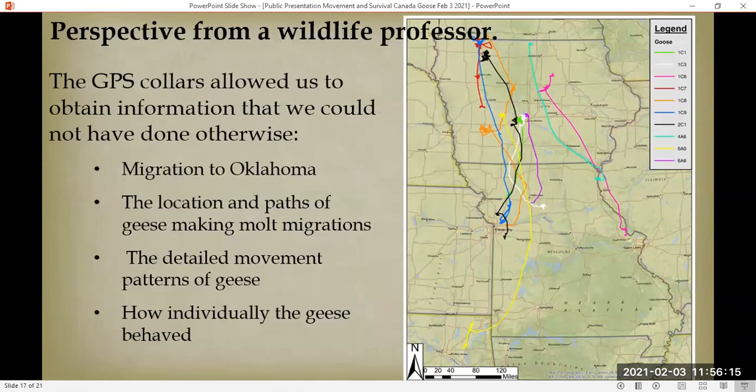The GPS collars allowed us to attain information we couldn't have ever attained otherwise. With the old technology, we would have been able to just look at geese and get an observation maybe once a day. Here we were able to get observations every 15 minutes. We were able to follow geese clear to Oklahoma in the winter time, or Missouri or Illinois. We were able to find the paths of the molt migrations up to the Arctic. And with hunter kill data, we are never able to find out where they nest. But with these collars and technology, we're able to find their actual molt migration paths and the detailed paths. And the other thing is we were able to see how individually these geese behaved.